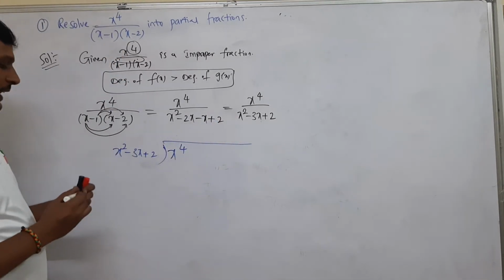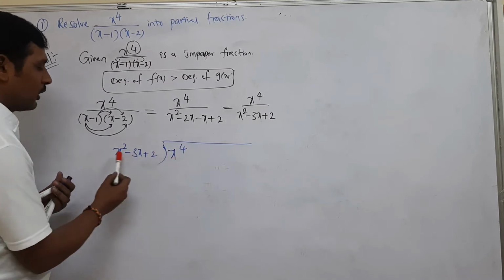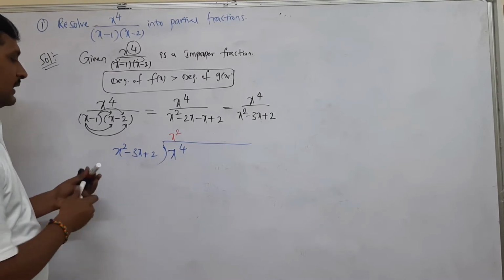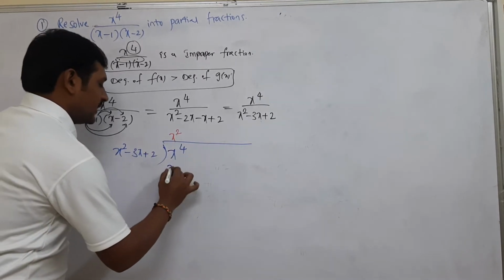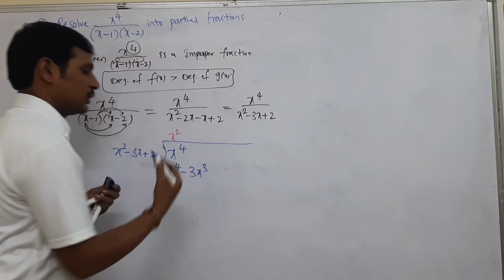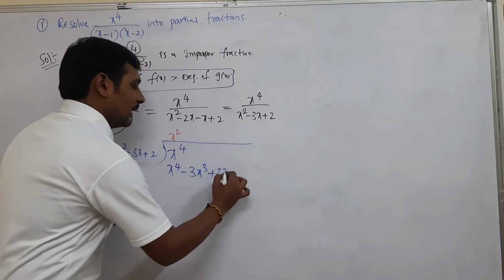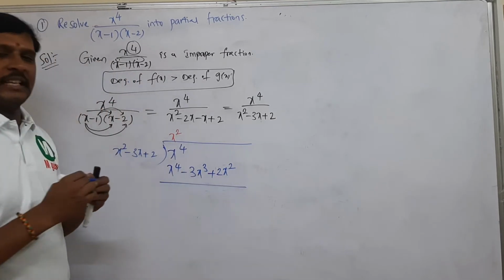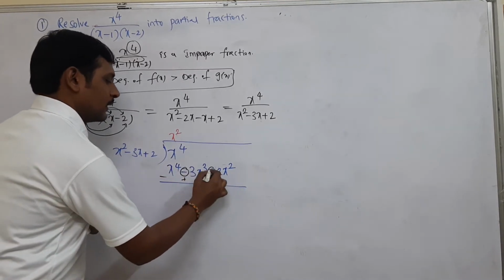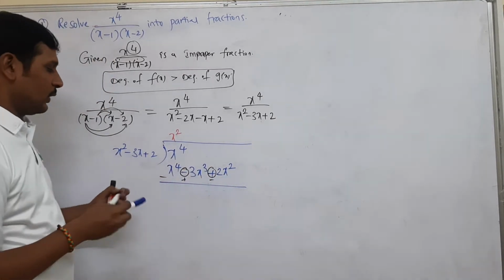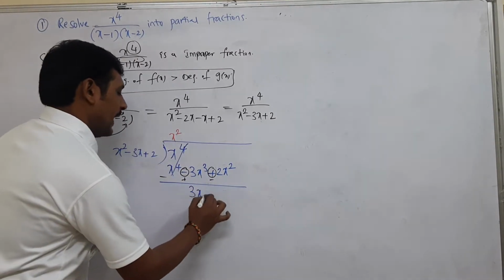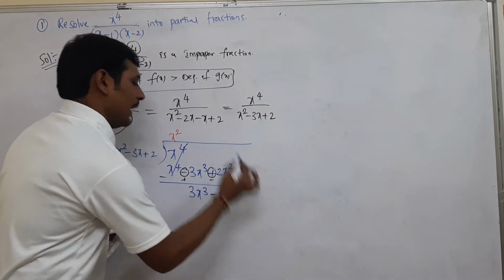Right? So what can we write here? How many times does x power 4 come in x square? x square times. So x square into x square gives x power 4. x square into 3x gives 3x cube. x square into 2 gives 2x square. Let us change the signs of this. So this is minus, this turns into plus, this turns into minus. Here you can see x power 4 gets cancelled, remaining 3x cube minus 2x square.